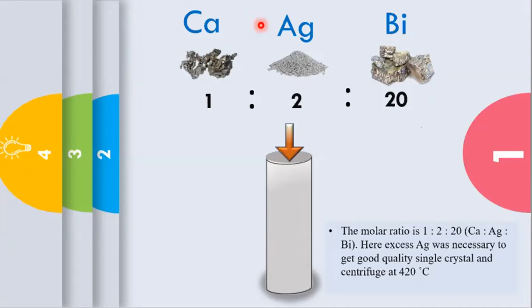I have one small question here. To begin with, how do you choose which element to use as a flux? Flux is known to have a very low melting point. So for that case, we always look at the suitable low melting point materials that are available. For that case, we use bismuth as a flux.